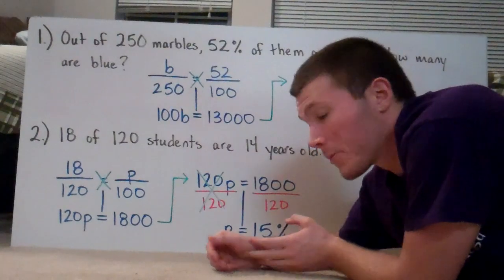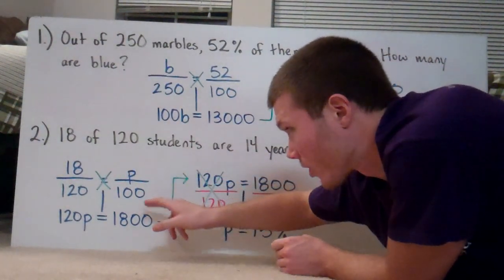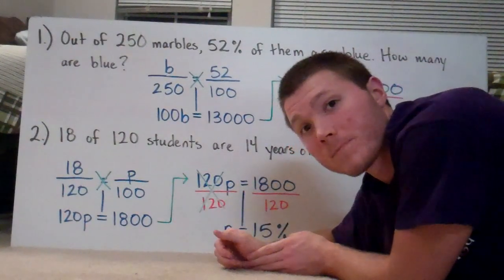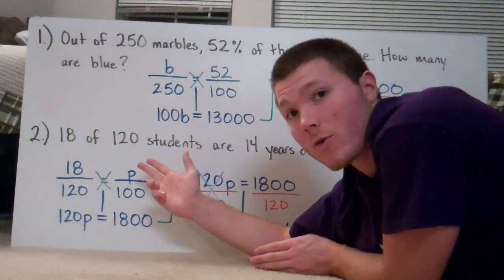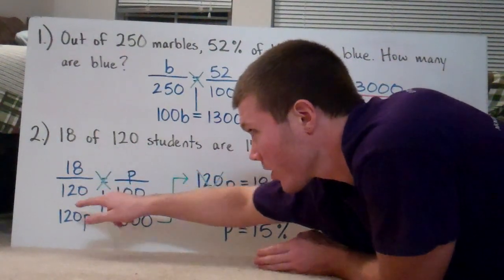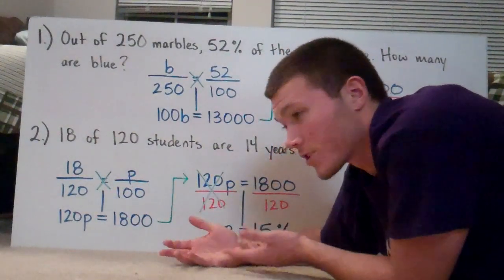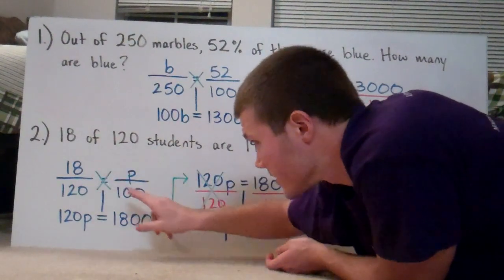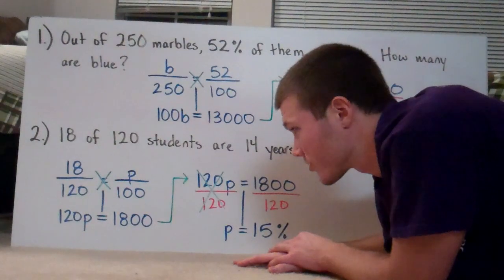Now I'm trying to figure out the percentage. So my percent over 100, I don't know what my percent is, so I'm going to use P to represent that percent. On the other side, I already have my ratio. I was given it right away in the question: 18 out of 120, so 18 over 120, and it's set equal to that ratio. So then I cross multiply. 120 times P is 120P. 18 times 100 is 1800.